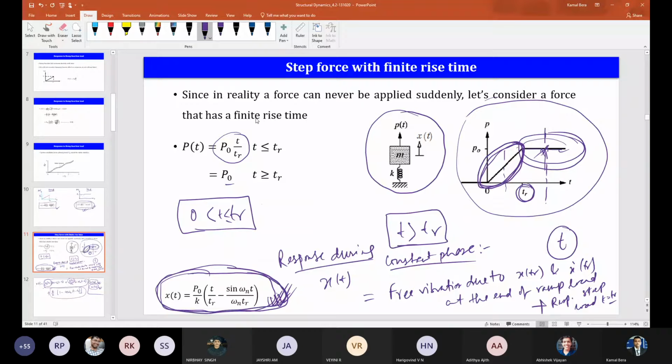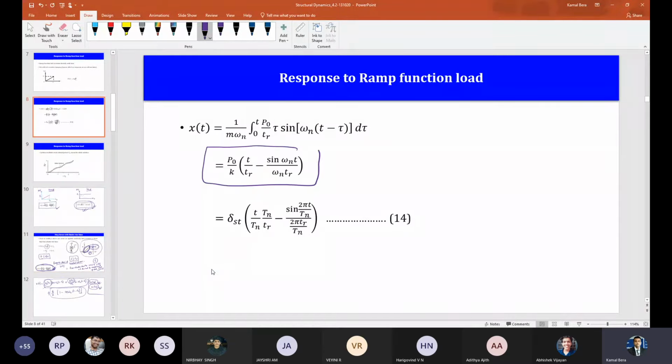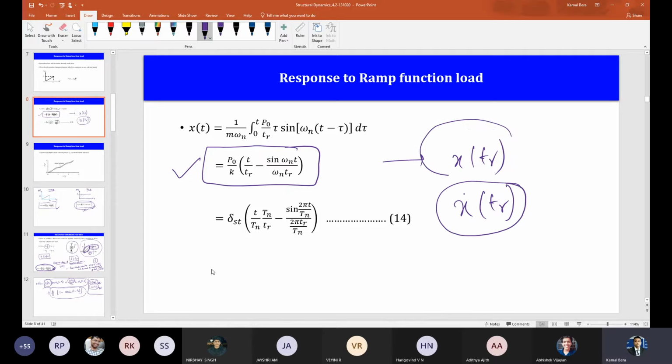This is the ramp load. We did it in the last class also. Let me go here. You see, using the Duhamel integral, we obtained this, right? So x(t) is equal to this. Here I will put t equal to tr so that I can get x at time tr. I will differentiate it first to get x dot(t), then I will put t equal to tr, then I will get x(tr) and x dot(tr). That means basically the displacement and velocity at the end of the ramp phase, that is at time t equal to tr. Clear?